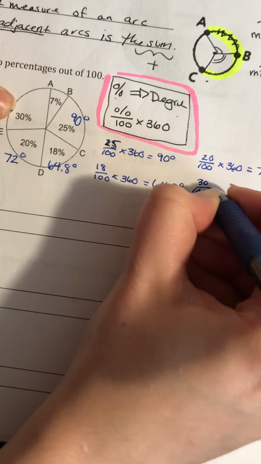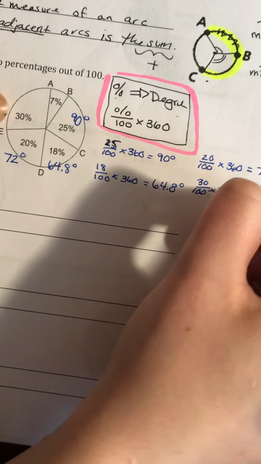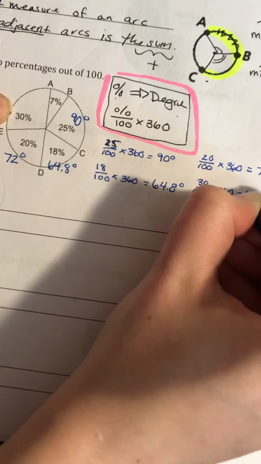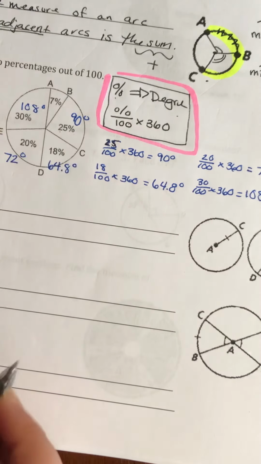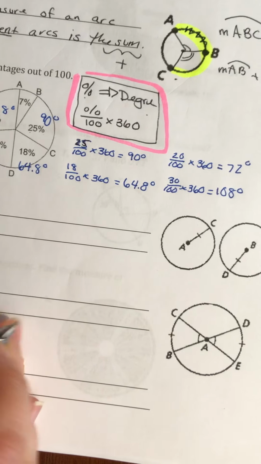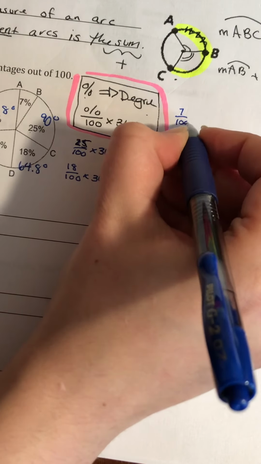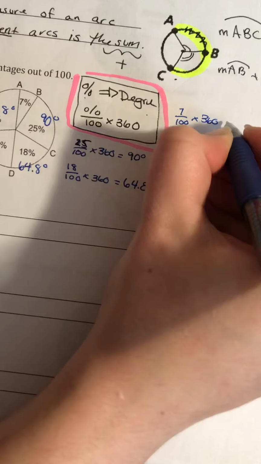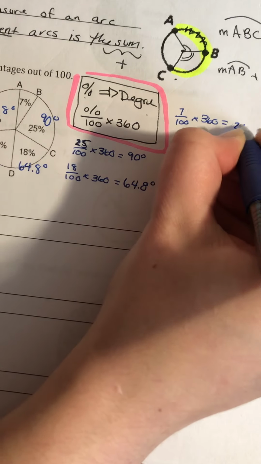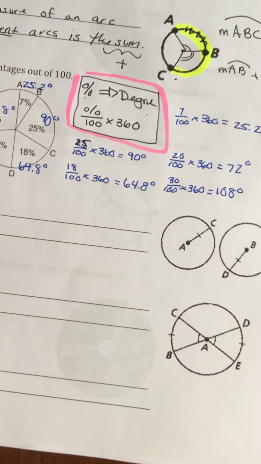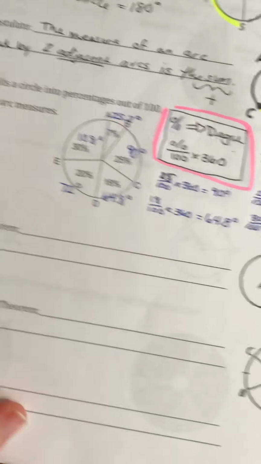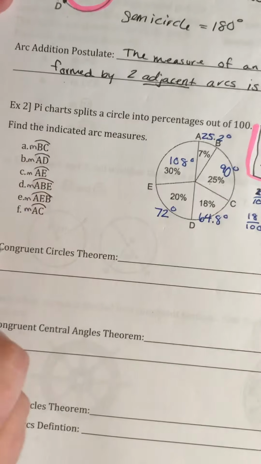30 divided by 100 times 360 is 108. And lastly, we have 7. 7 divided by 100 times 360 is going to give me 25.2. I'm rounding there. So that's how we get all of these pieces.